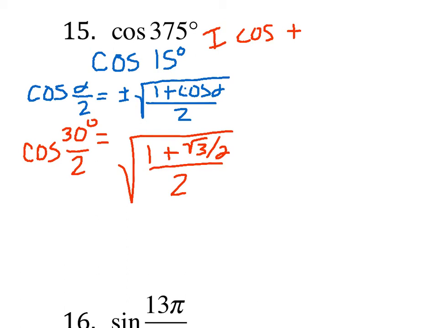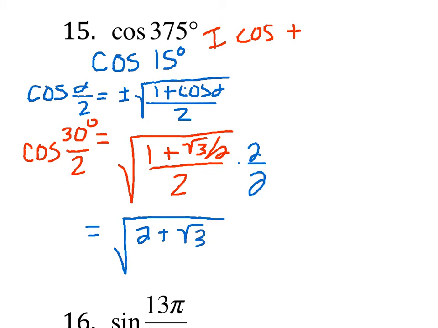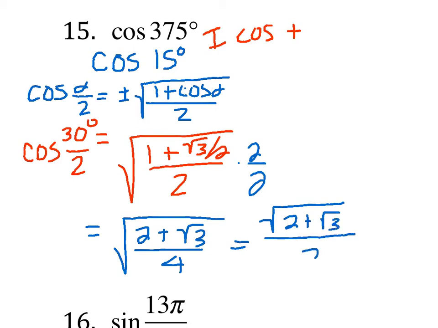Now my problem here is that all this is underneath this radical. So I need to go ahead and get another 2 under here. So I'm going to multiply by 2 over 2. So I get the square root of 2 plus root 3 over 4. When I square root the numerator, I get the square root of 2 plus root 3 over, when I square root 4, I just get 2. Now this answer looks strange, but that is the correct answer.